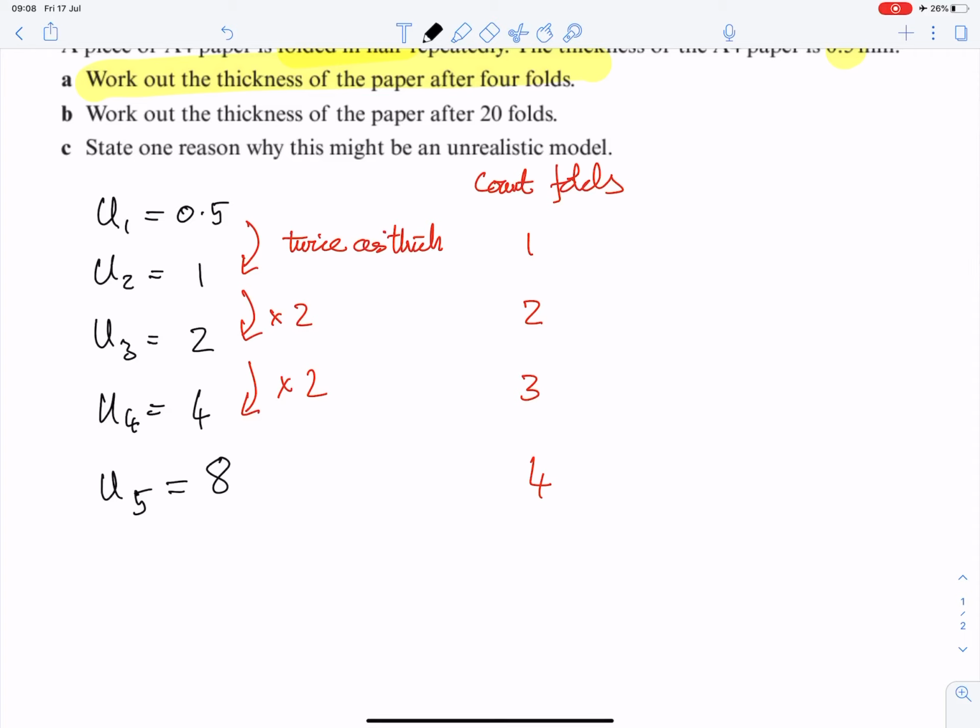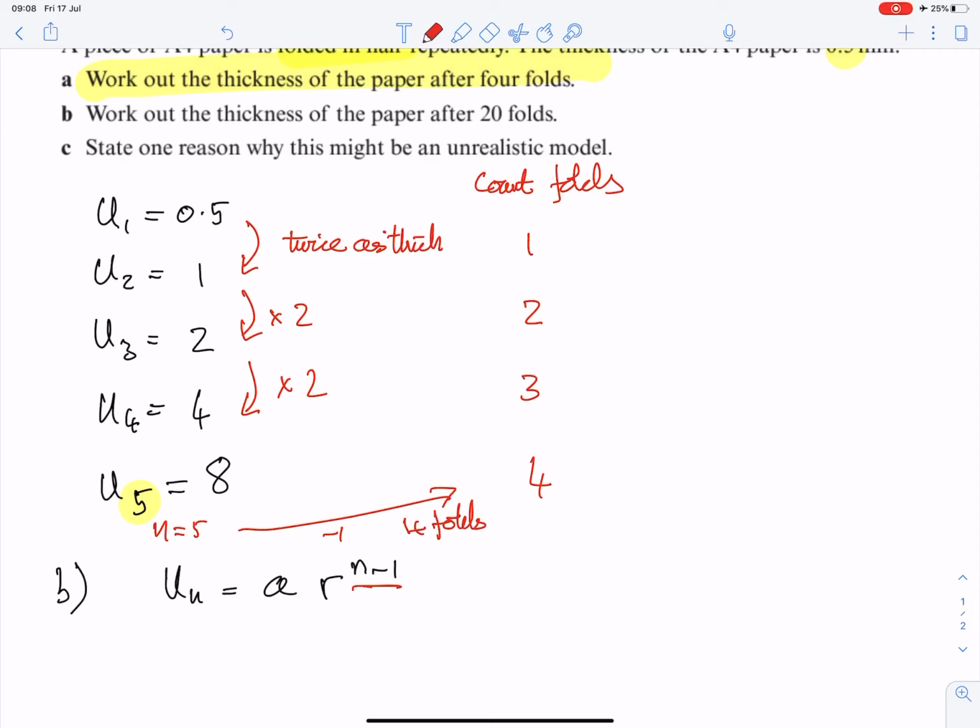To find a general rule, for part B, we don't really want to write out the whole thing. And we know it's going to be Un equals a lots of r to the n minus 1 as our nth term generally. Does that fit with our sequence? If we say n equals 5, subtract 1, that will give us 4 folds. So that looks like it works quite nicely.